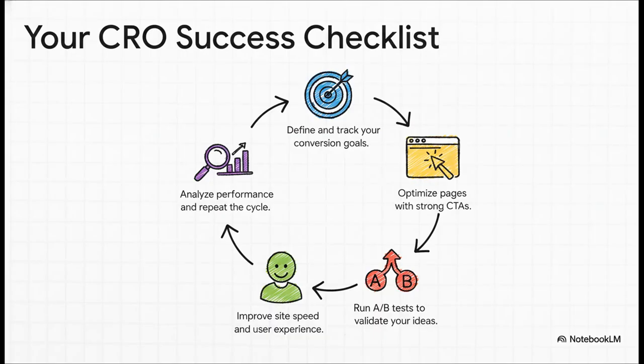So let's just pull this all together. Think of this as your CRO success checklist. First, define and track your goals. Next, optimize your pages with strong CTAs and a really clear design. Always run A/B tests to prove your ideas actually work. Keep working to improve site speed and the overall user experience. And most importantly, analyze how you're doing and then repeat the cycle. This is the engine that drives continuous growth.